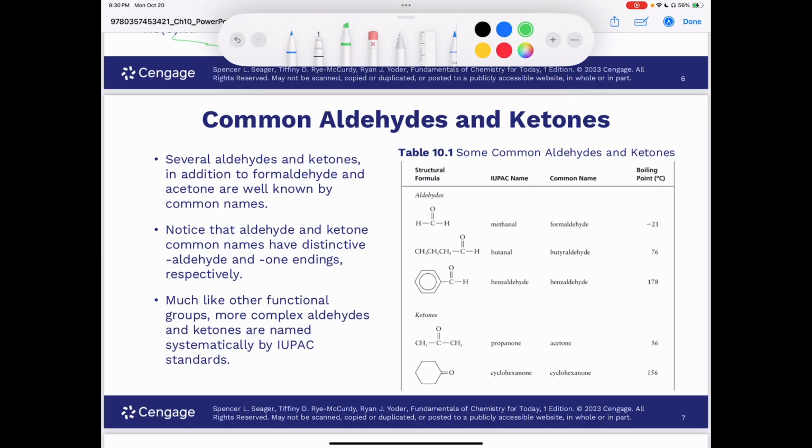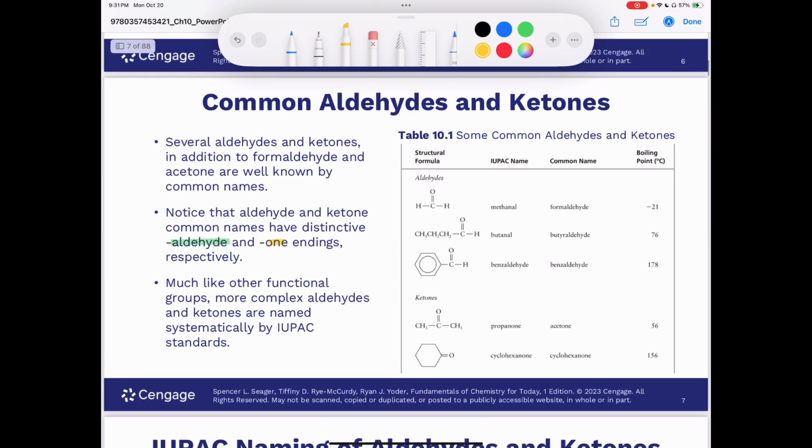Notice that aldehyde and ketone common names have distinctive aldehyde or "-one" endings. So if it's an aldehyde, it ends in aldehyde. And if it's a ketone, it ends in "-one." And much like other functional groups, the more complex aldehydes and ketones are named systematically using the rules denoted by the IUPAC, right? The International Union of Pure and Applied Chemistry.